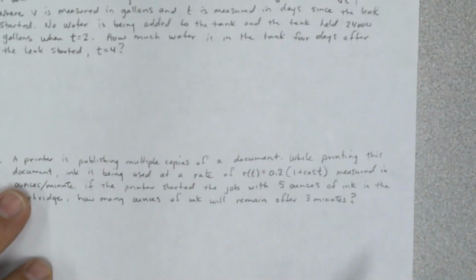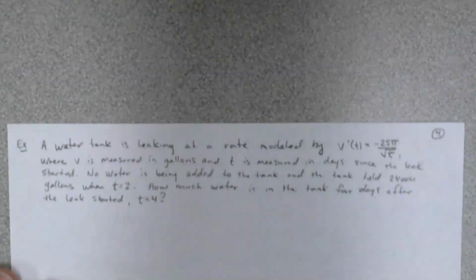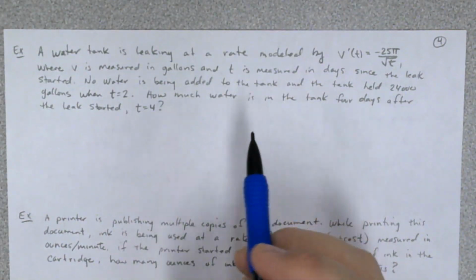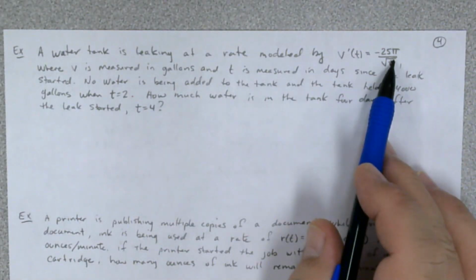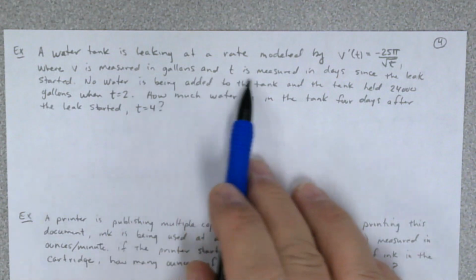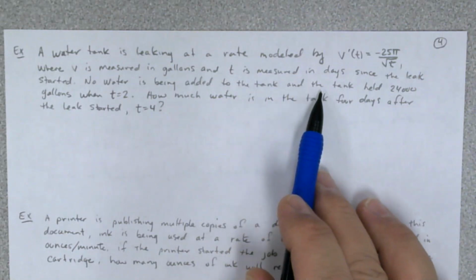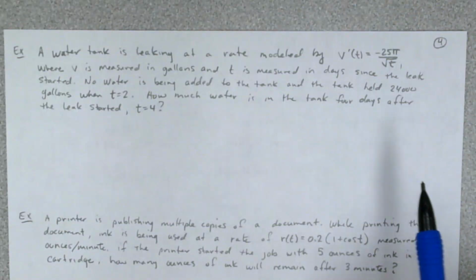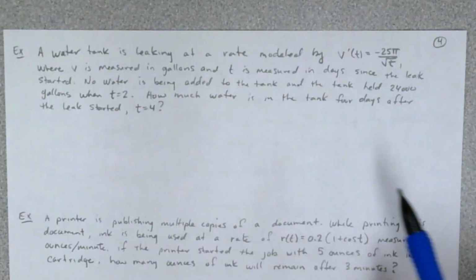Here's another example. We've got a lot of examples in this lesson, different looks of different things. A water tank is leaking at a rate modeled by that. V is measured in gallons, t is measured in days since the leak started. No water has been added to the tank, and the tank held 24,000 gallons when t equals 2. How much water is in the tank 4 days after the leak started?